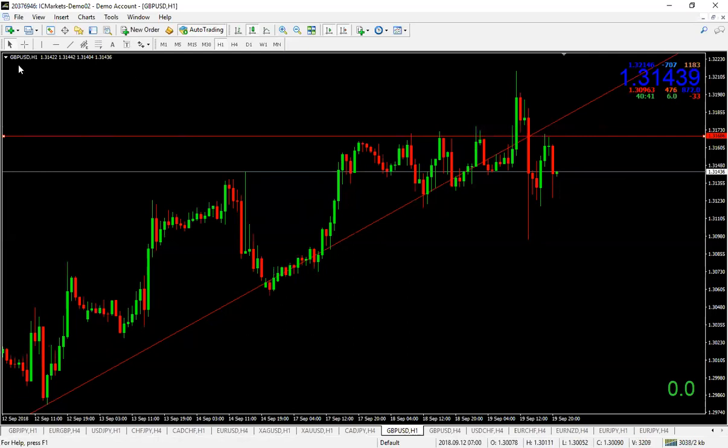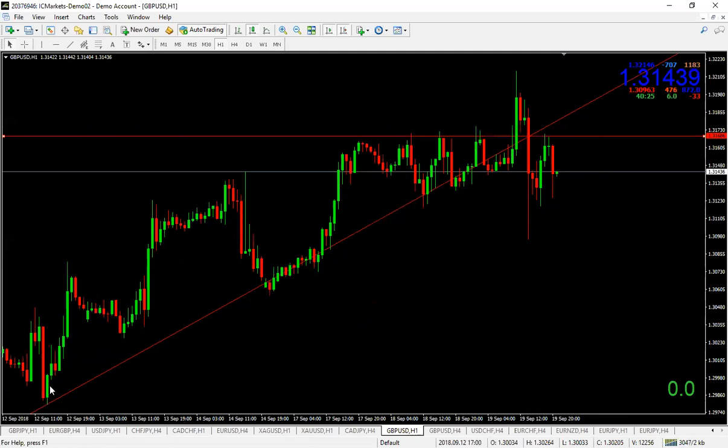But because it's the pound and with all the Brexit news, I will be very cautious as to entering the trade. Another way of determining when to enter this trade for a sell is perhaps to wait for it to actually break structure.